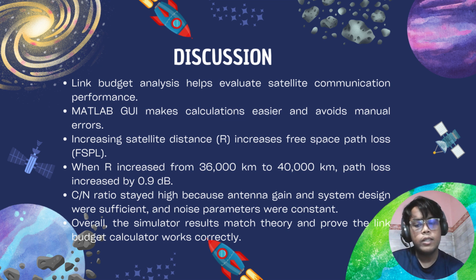For example, when I increase the distance from 36,000 kilometers to 40,000 kilometers, the path loss increased by 0.9 dB. However, the carrier to noise ratio remains high. This shows the system still has enough antenna gain and stable noise conditions because the bandwidth and the temperature values are not changed. Overall, the result matches the theory and proves the link budget calculation works using the MATLAB apps design.